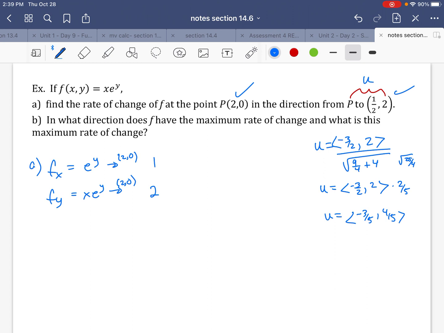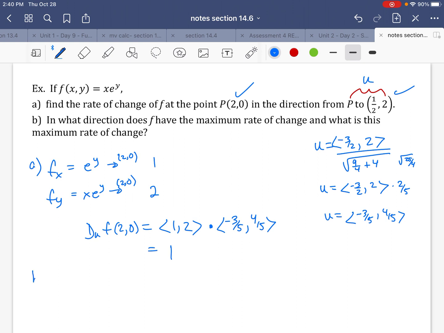Okay, so my du of f at 2, 0 is my del f. So del f is what we just found right here. So it's 1, 2, dotted with my u, so -3/5 and 4/5. All right, so put those together. When you dot them out, multiply it together and add them up, you get 1.